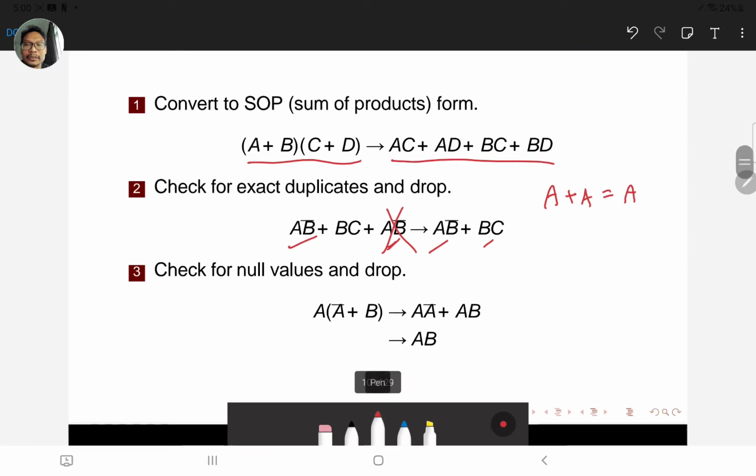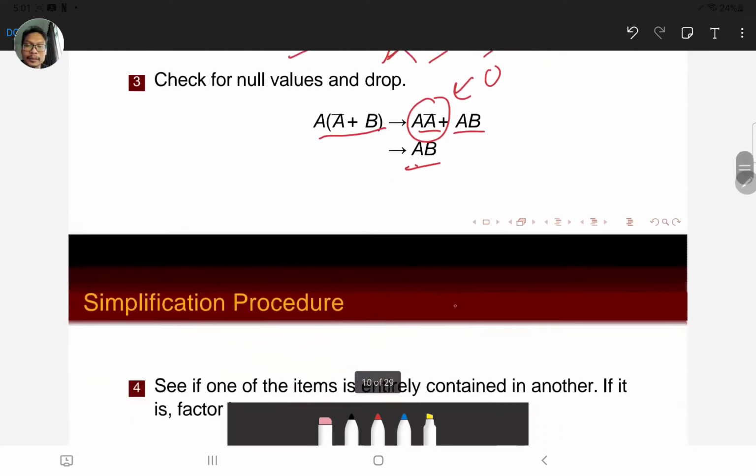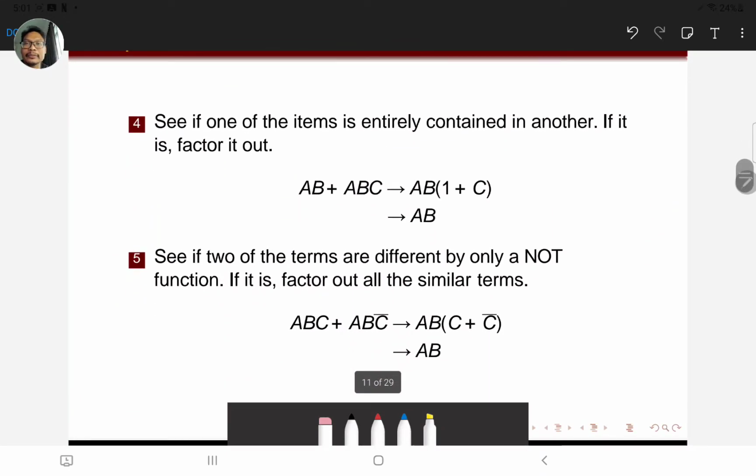Number 3, check for null values and drop. So is there any null value? Here we can expand A bar plus AB. A bar A is actually 0, and the answer is just going to be AB. Number 4, see if one of the items is entirely contained in another. If it is, factor it out. So can we factor out? We see AB and AB there, so of course we can factor out: AB(1 plus C). And what is 1 plus C? 1 plus C is equal to 1. Therefore the answer is AB.